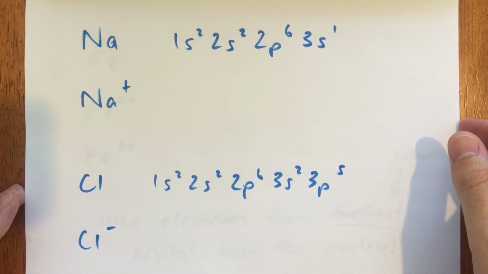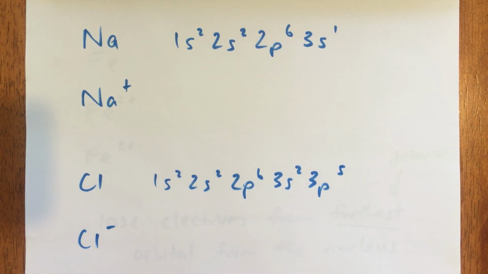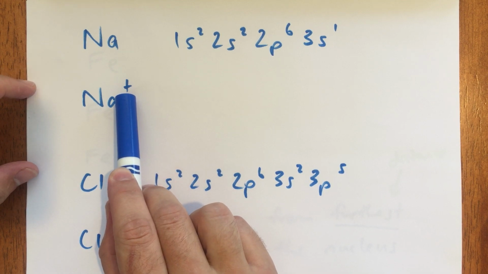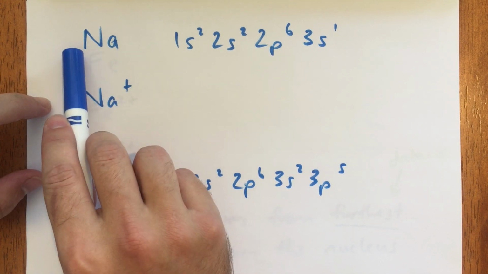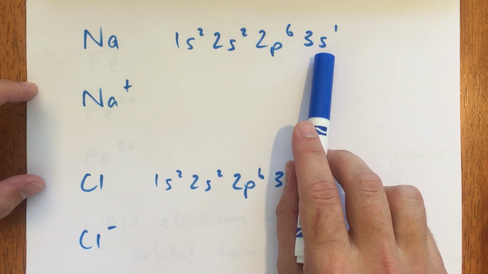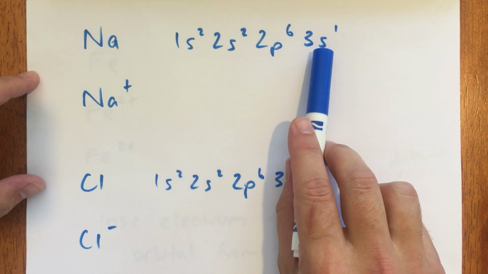So when it forms Na+, that means it's lost an electron. It now has more protons than electrons. Specifically, it's lost one electron. That's why it has a 1+ charge. So we can see here, looking at sodium, that it has one electron in its valence shell, the third energy level, the S subshell.